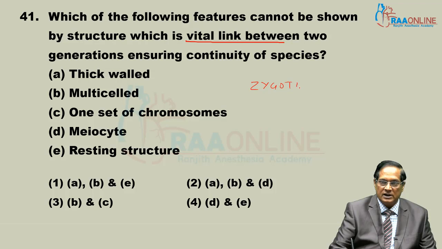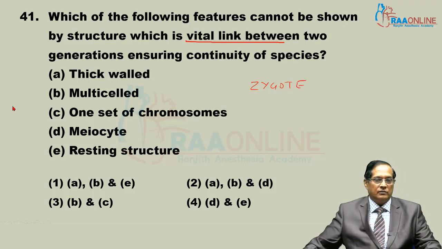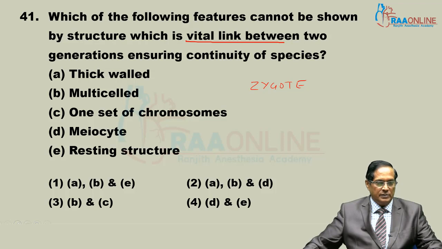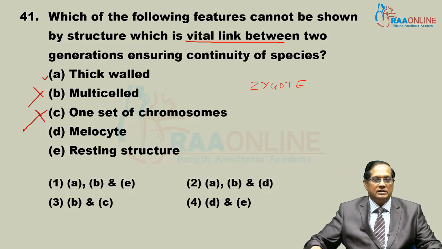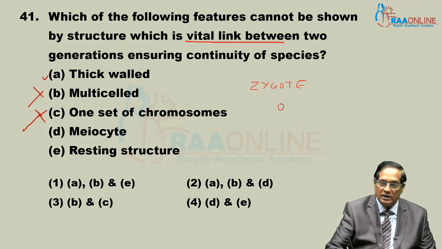Let's see the features of zygote. Number 1, thick walled. That is right. It may be thick or thin walled, both possibilities are there, but generally thick walled because it is a resting structure also. But multi-celled is wrong. One set of chromosomes is wrong, because the zygote is formed by the fusion of male and female gametes. Male gamete carries one set, female gamete carries one set. So the zygote has two sets, that is diploid.